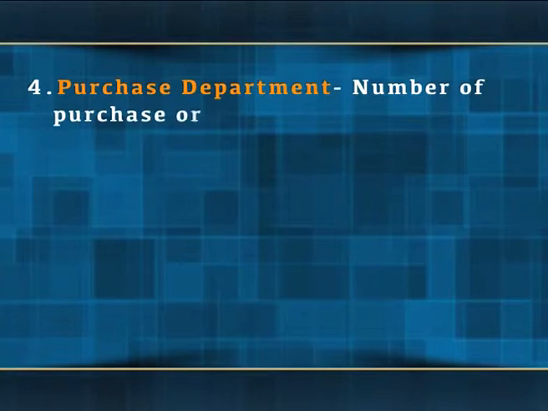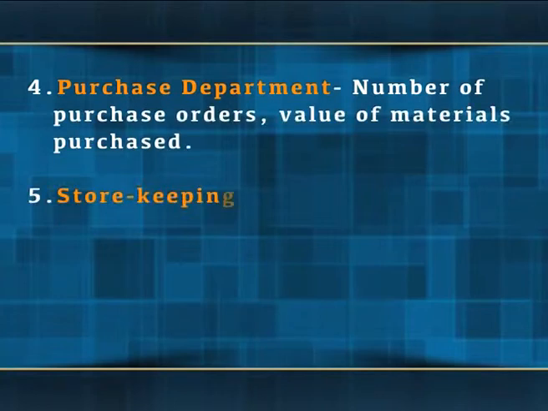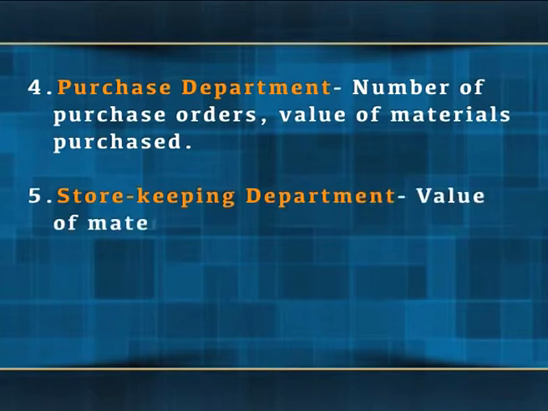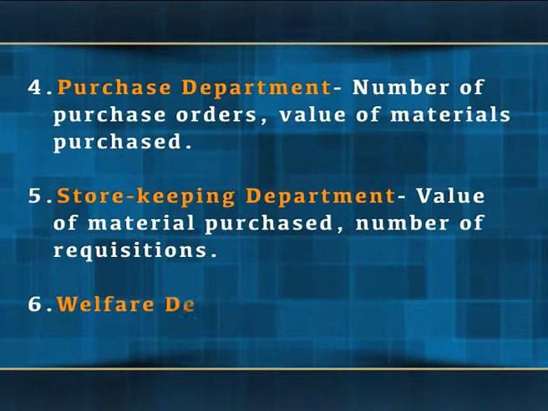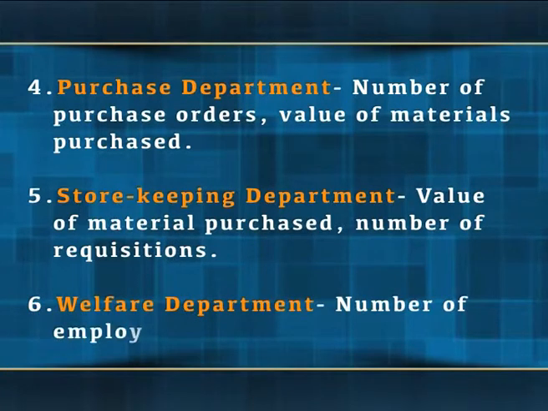Number 4. Purchase department: number of purchase orders, value of materials purchased. Number 5. Storekeeping department: value of material purchased, number of requisitions. Number 6. Welfare department: number of employees.